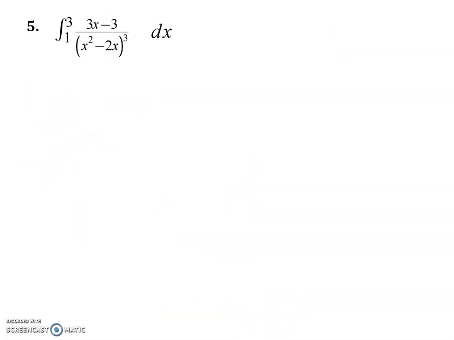Now let's look at one more rational function. We have 3x minus 3 over x squared minus 2x cubed. So u is going to be x squared minus 2x. You're always going to pick the part in the parentheses with the exponent or in the root. So du will be 2x, the derivative of x squared, minus the derivative of 2x, which is just 2.